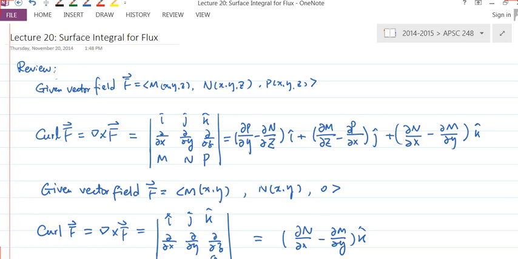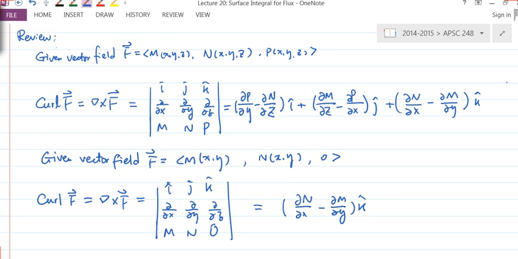Okay, let's start the lecture. I'm going to do a quick review here, and then we'll go into the topic, surface integral for flux.